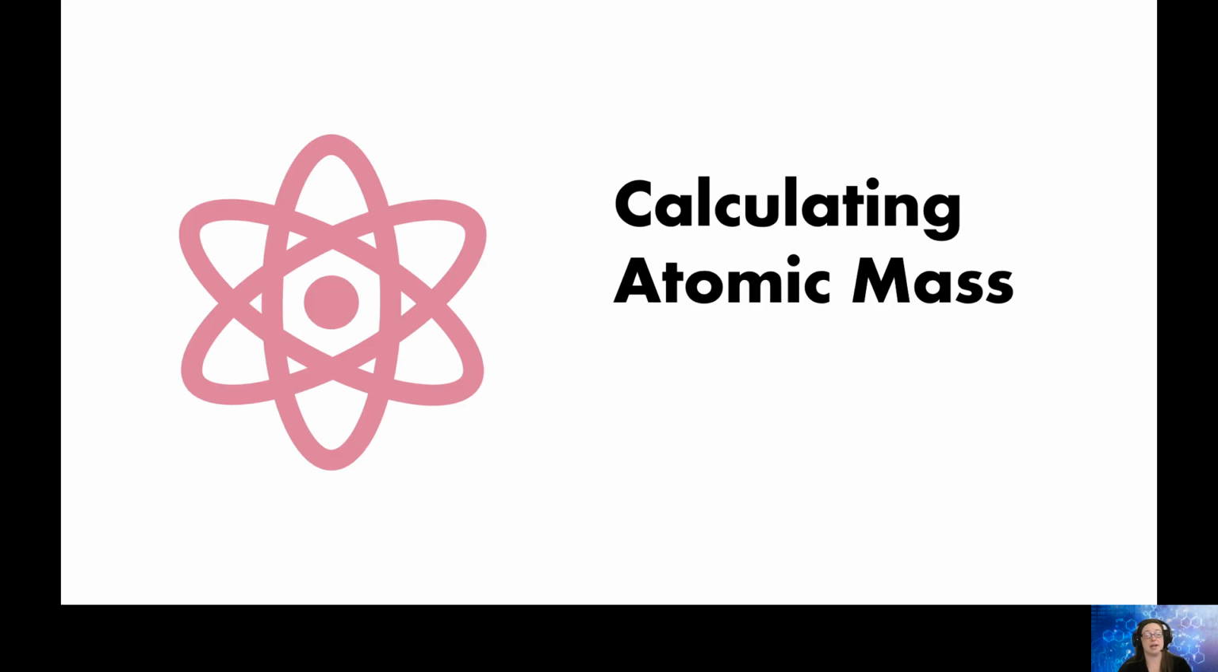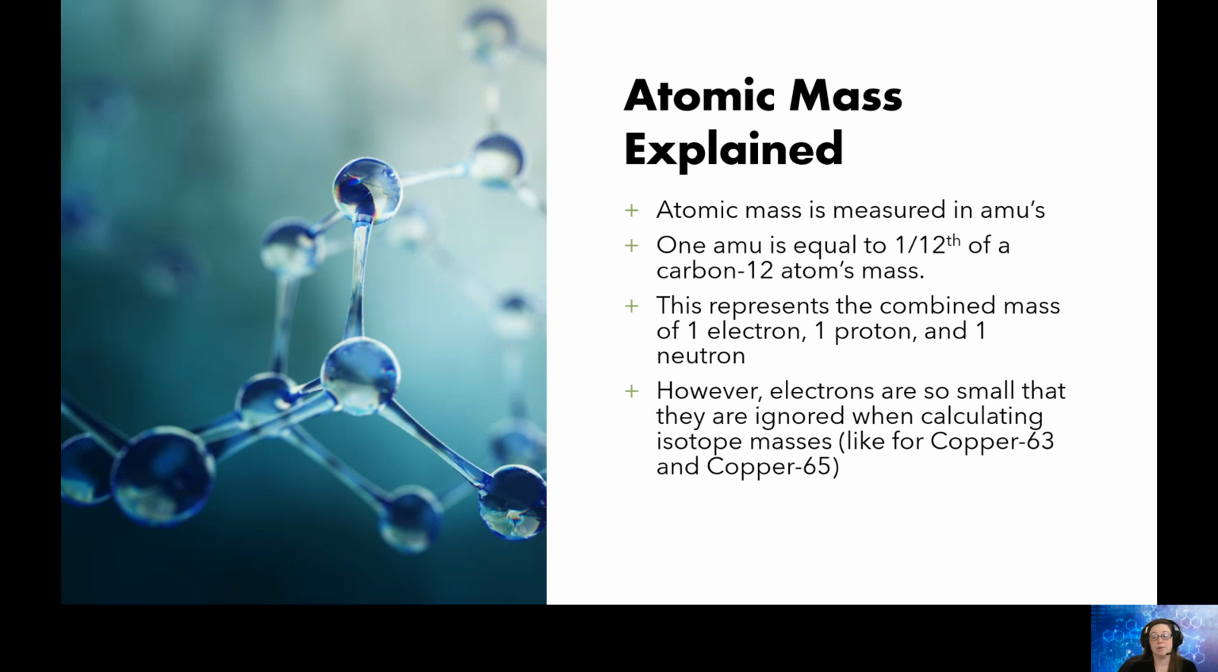So now we're going to take a look at calculating atomic mass. What is atomic mass exactly? Atomic mass is measured in AMUs. 1 AMU is equal to 1/12 of a carbon-12 atom's mass. This represents the combined mass of 1 electron, 1 proton, and 1 neutron. However, electrons are so small that when we're calculating things like mass number, we ignore them. So things like copper-63 and copper-65 have those whole number mass numbers. We don't include electrons in that. We only include electrons in atomic mass, and only when we're looking at whole atoms.